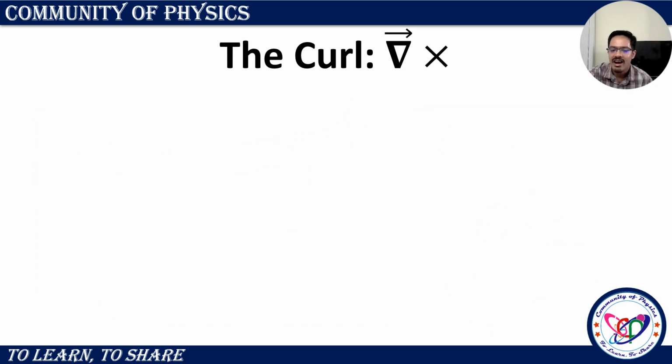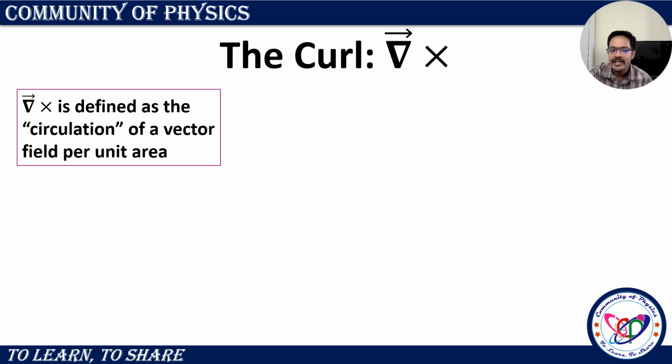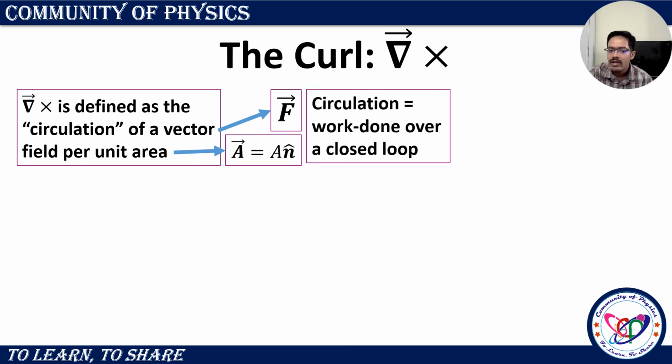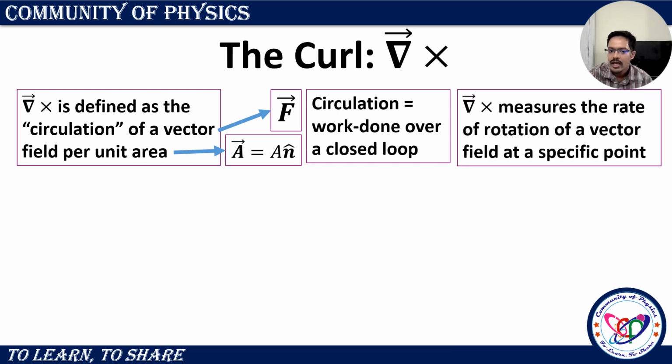Now let's talk about the curl. Curl is written as, once again, nabla with an arrowhead with a cross in front of it. And the curl is defined as the circulation of a vector field per unit area, meaning how much a vector field rotates along a point. That's what it measures. Consider a vector field F and an area that is A, which has a direction n hat and a magnitude just A. Now let's define circulation. Circulation is just work done over a closed loop. And curl measures the rate of rotation of a vector field at a specific point, basically.